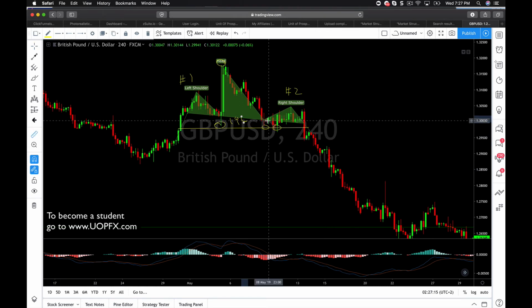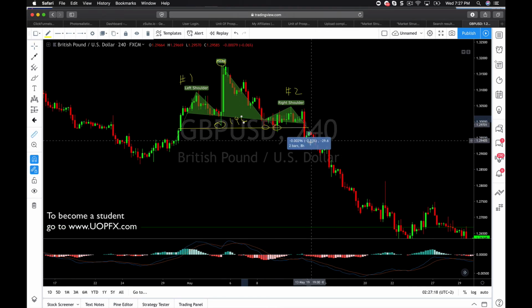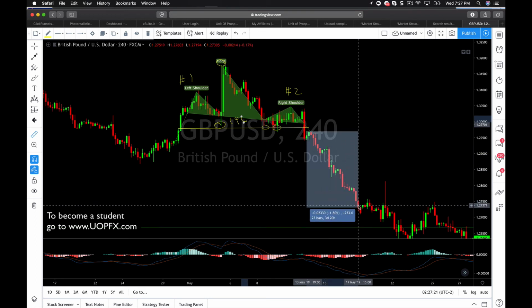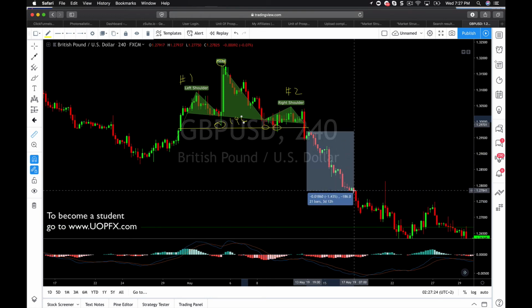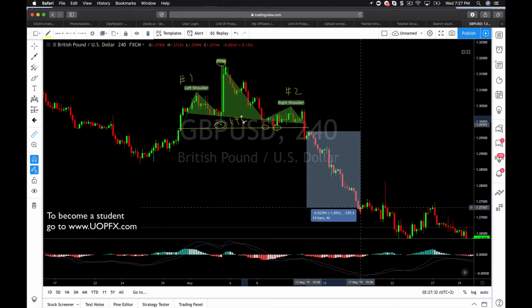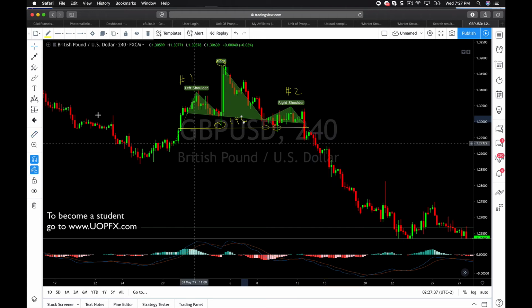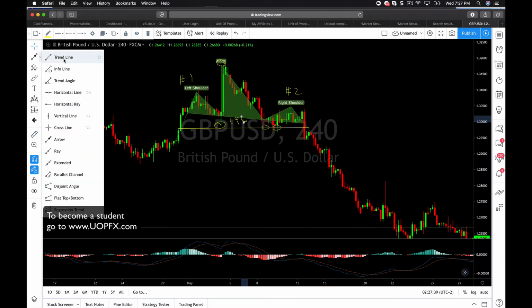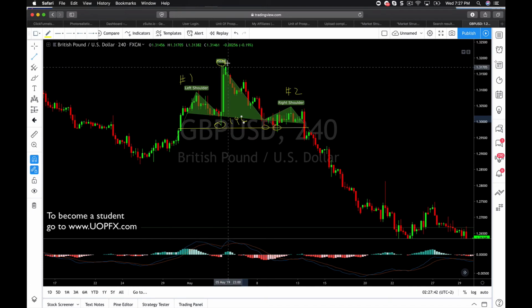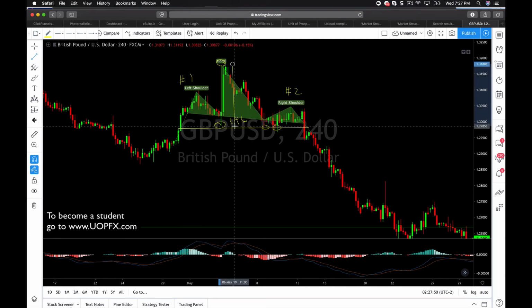Again, it's not doing right. What is going on here? So I measured down 196 pips, which again, you see that this measured thing is not working properly, but that would roughly be somewhere up in here. But actually, what I'm going to do is take the trend line and take it down here.